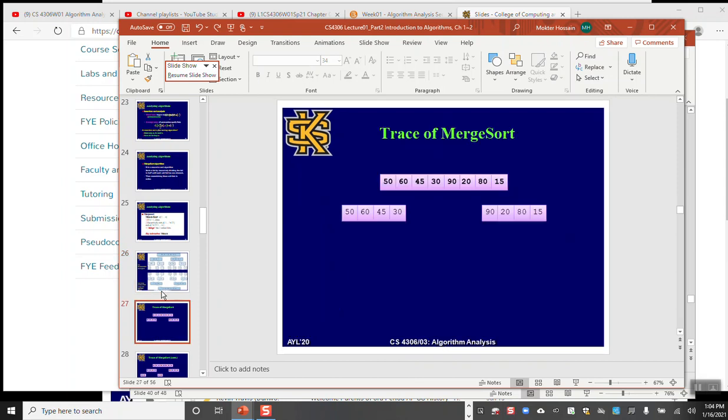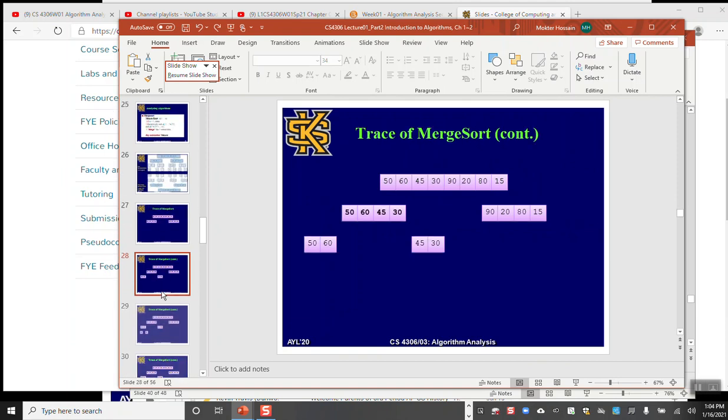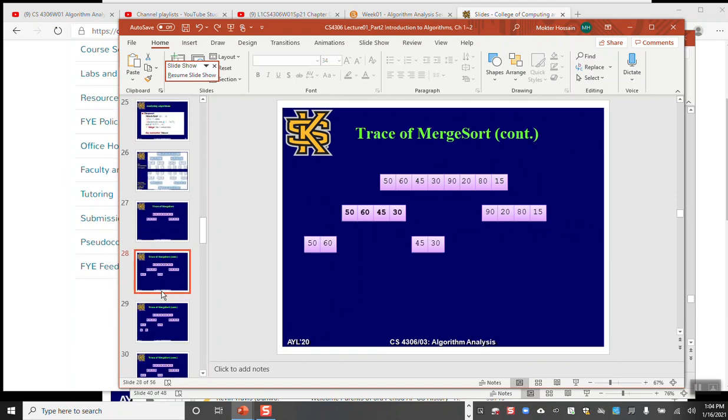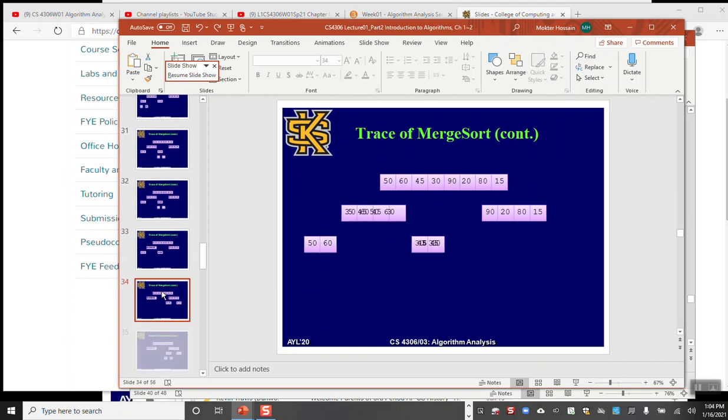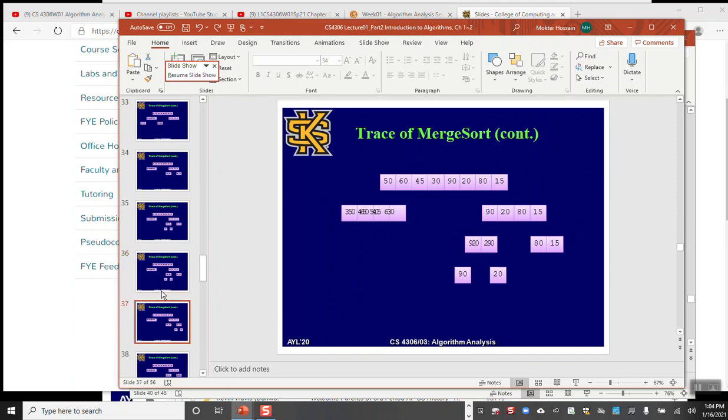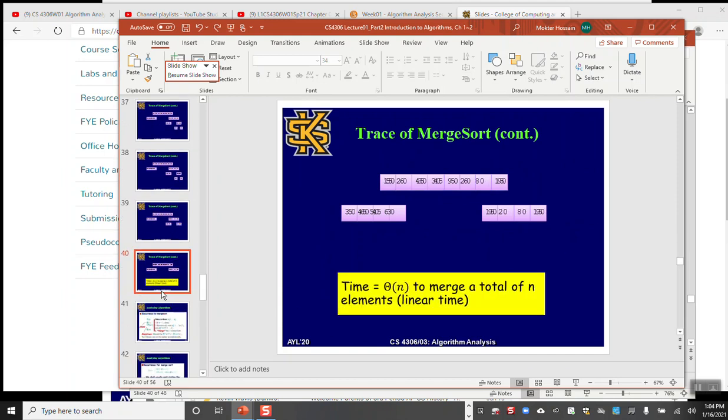So this is the intuitive display of how the merge sort algorithm works. You can go through this slide and try to understand how this happens. And then the main part.